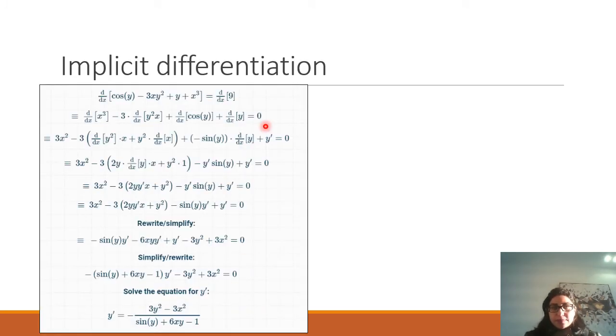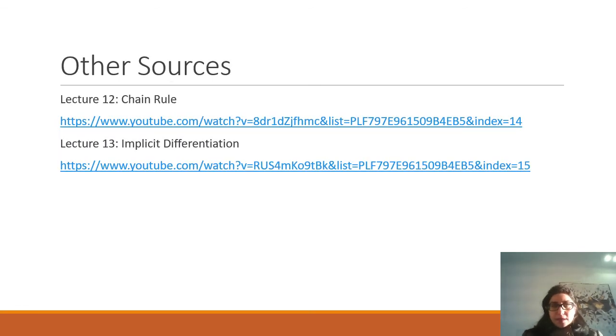These are the different steps of the differentiation of the function. These are two sources that you can check on YouTube. The same professor, I really like him. One on the chain rule and one on implicit differentiation. If there's anything you miss or don't understand, go visit him. He's very good. Go visit the website.